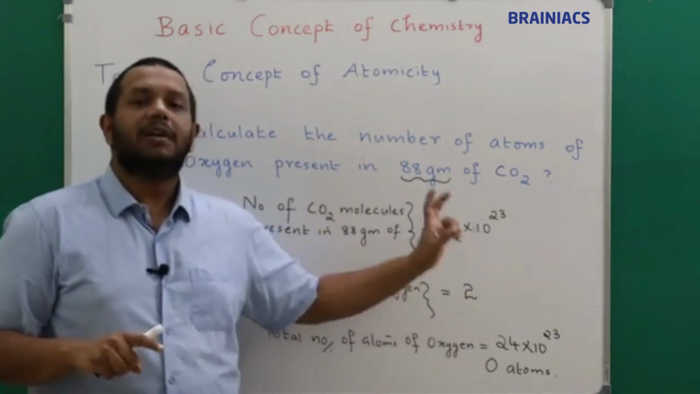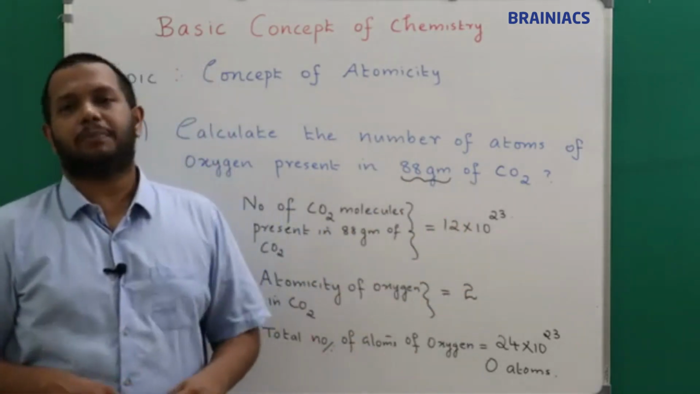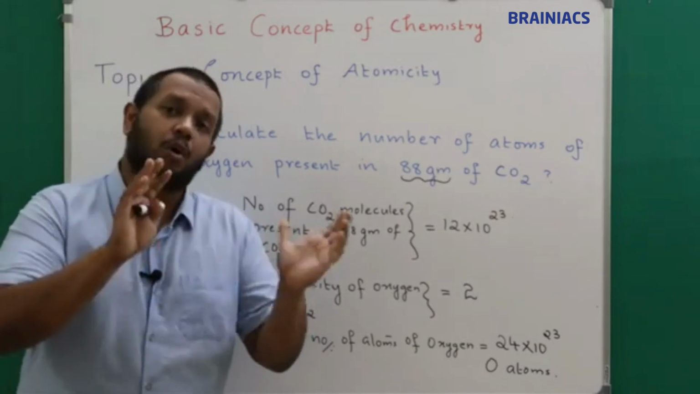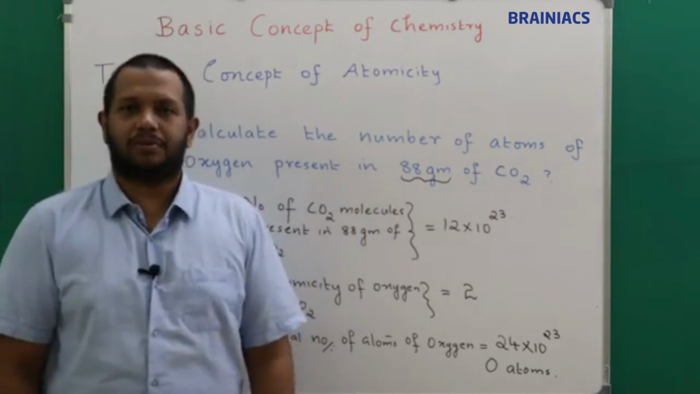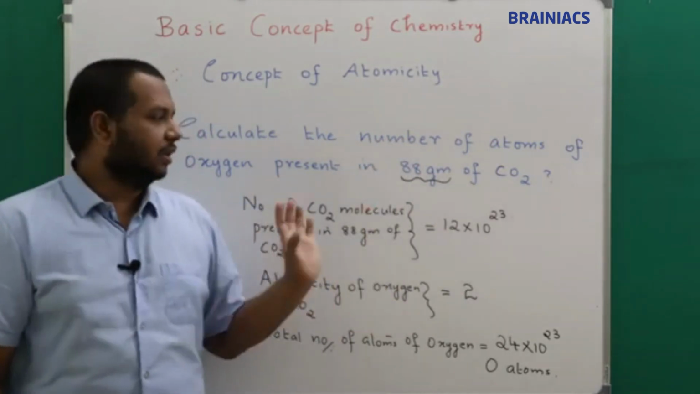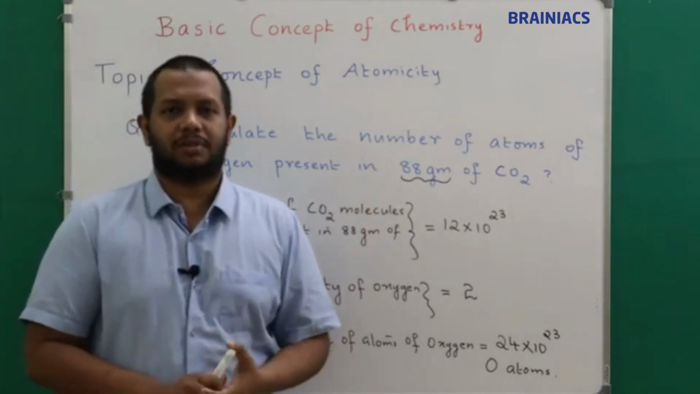Then that 3 should be multiplied with the number of molecules, 12 into 10 power 23. Then you will be able to calculate the total number of atoms present in 88 gram of carbon dioxide. So I hope you understood the concept. We will do some more questions and then we will go to the next concept. Okay.